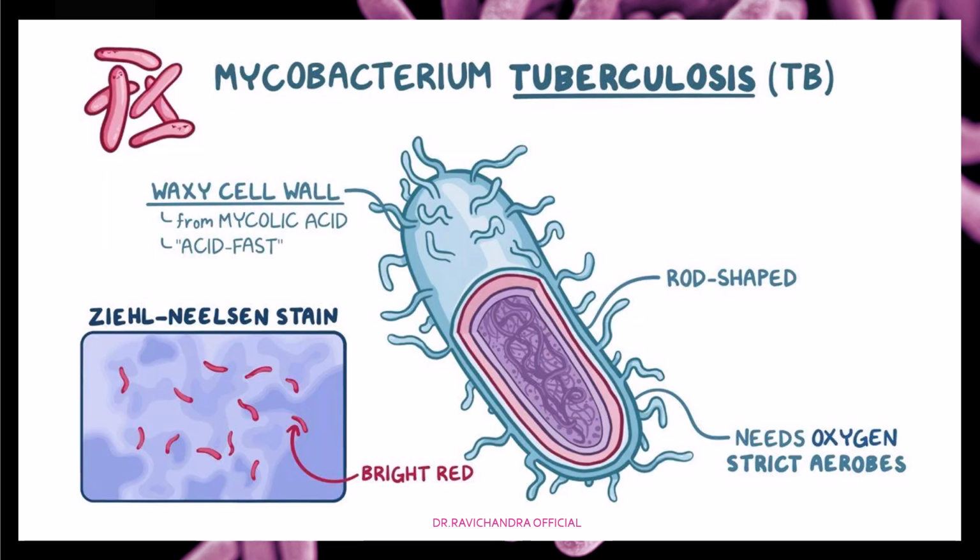This is a beautiful picture showing Mycobacterium tuberculosis, which has a waxy cell wall made up of mycolic acid. It is an acid-fast bacillus, and it can be stained using Ziehl-Neelsen staining, where it is shown as rod-like structures in bright red color.